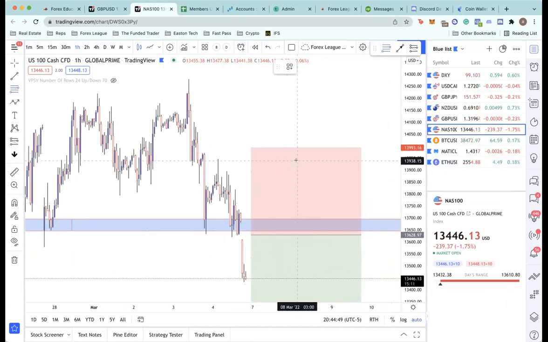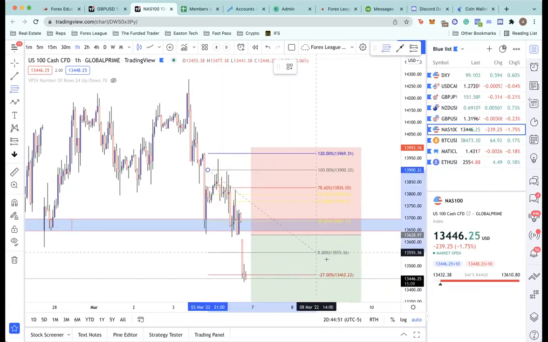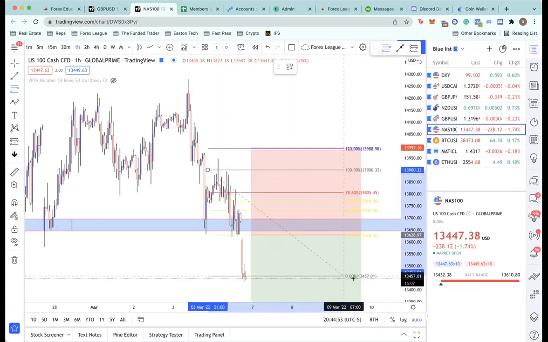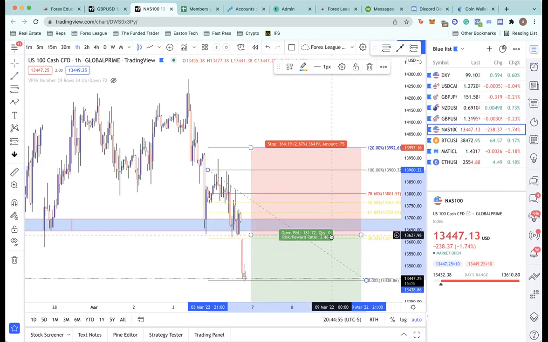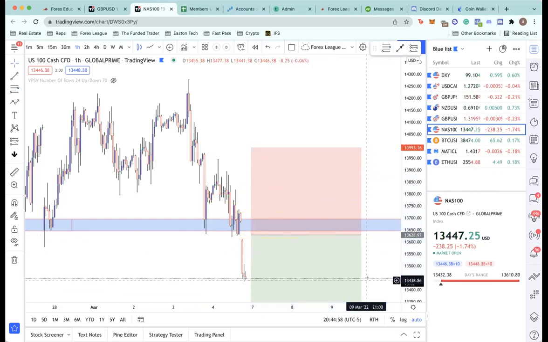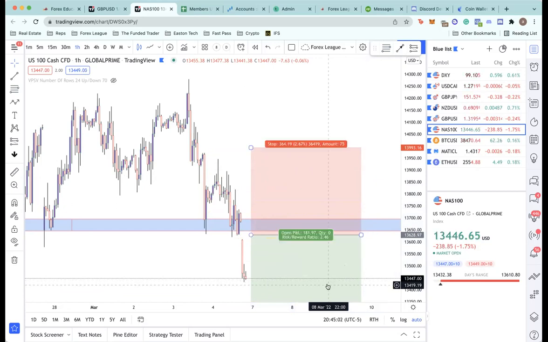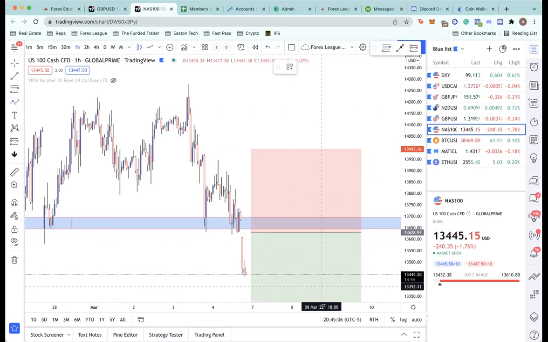I'm not going to bring the fibs on right now because we're yet to actually reverse. But if it did reverse right now, that would be 38.2 as well. But that's not relevant at the moment. We still have to wait to bring the fibs on. Still have to wait for this to actually start to pull back. But NAS 100, this is my idea for this one, has to come back.